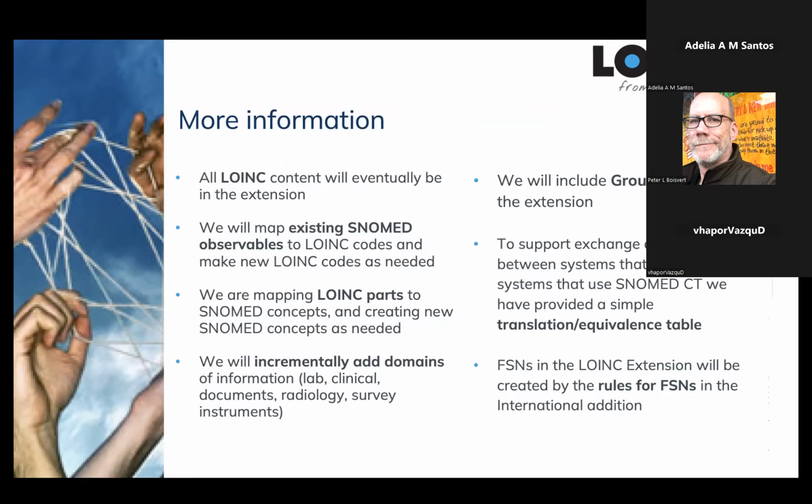and we will map existing SNOMED observables to LOINC codes and make new codes as needed. So right now there are actually quite a few observable codes in SNOMED, and we want to get those back into LOINC, and we want to match them up to LOINC codes. And then we're mapping LOINC parts to SNOMED concepts, again creating new SNOMED concepts as needed. That's actually the biggest part of the work, making all of those parts so that you can assemble the LOINC codes and make it ontologically computable.